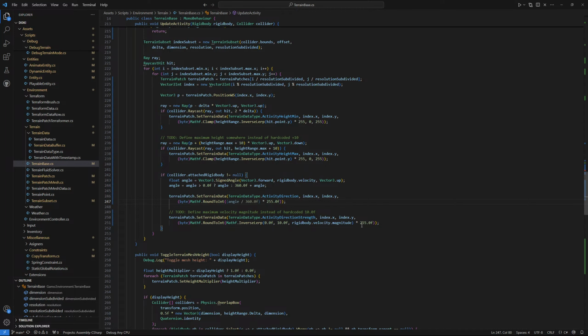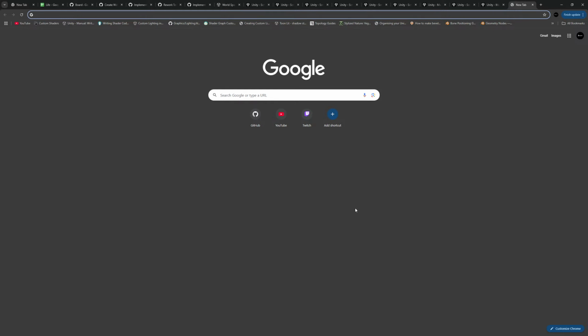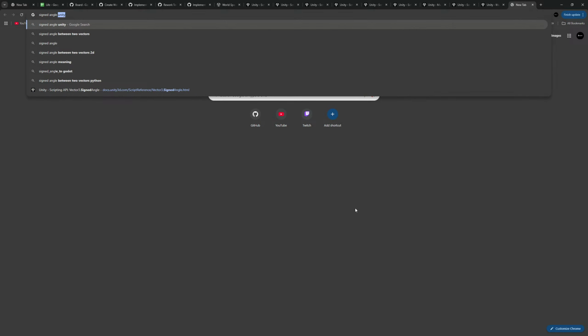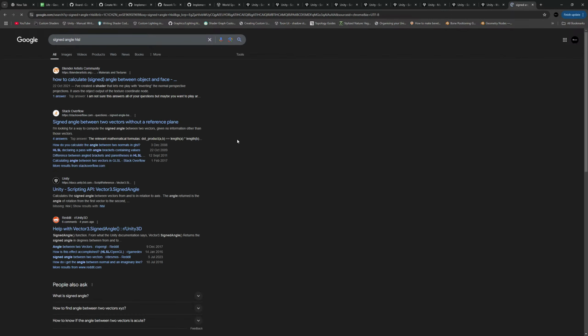This time around, we want to do this work on the GPU or in a shader instead of on the CPU. And I don't know about this signed angle in HLSL. Do we have anything like this without a reference plane?